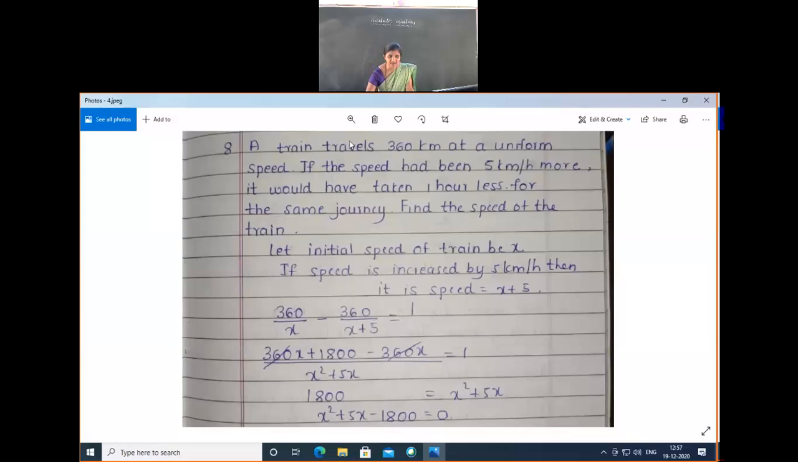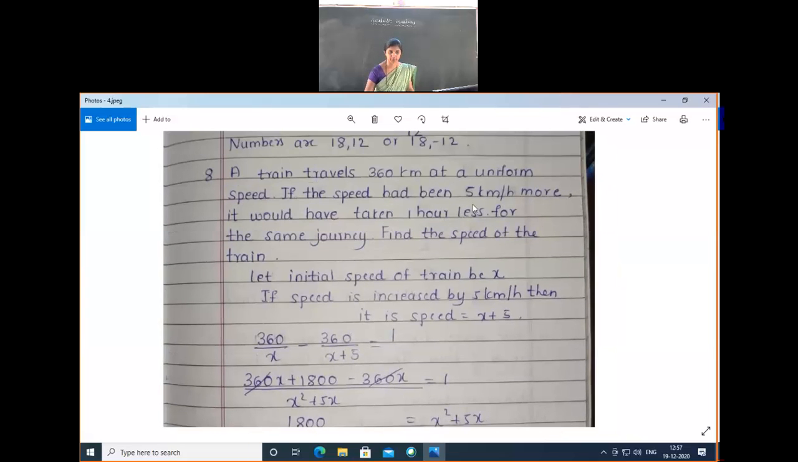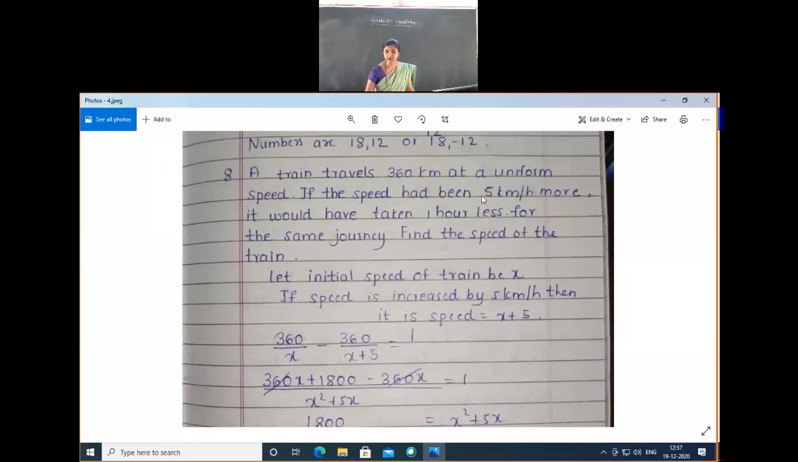A train travels 360 kilometer at a uniform speed. If the speed had been 5 km per hour more, it would have taken 1 hour less. So, in the example problem also we have worked out the same type of problem.